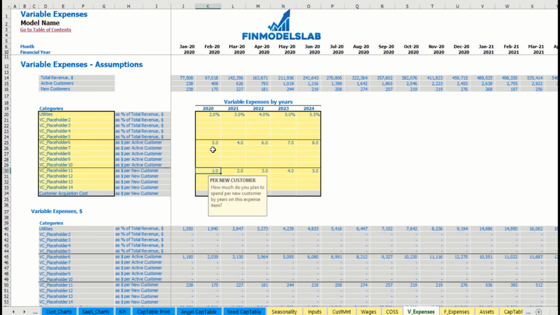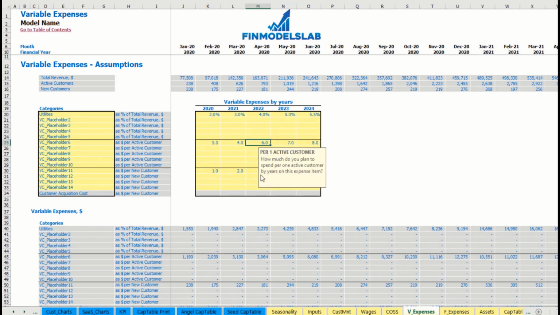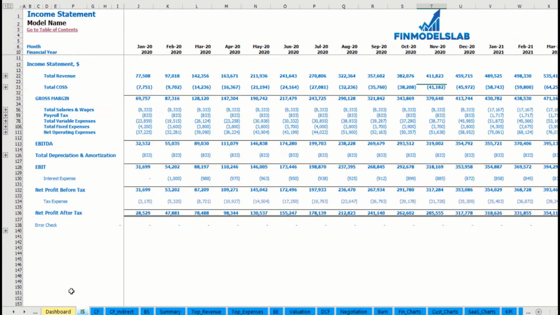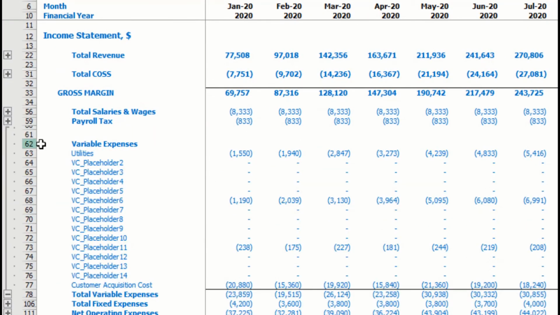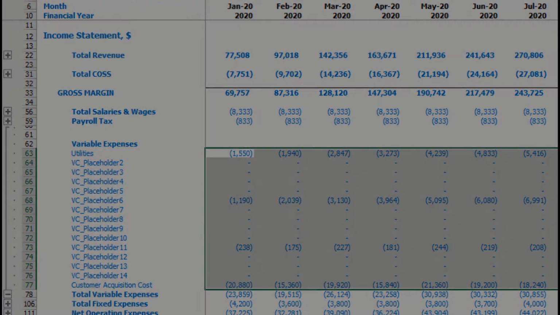You also have notes for each type of these variable expenses, with some explanation of what you are supposed to input in this cell. And as a summary, in the income statement you may find a section of variable expenses, and you may see all the detailization of variable expenses line items and the detailization by months.